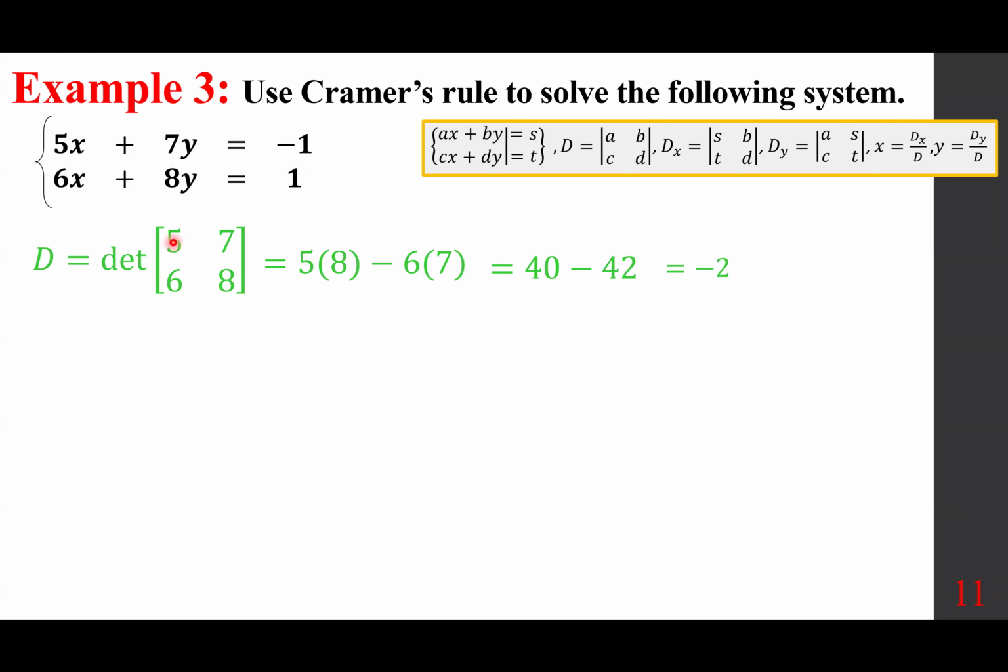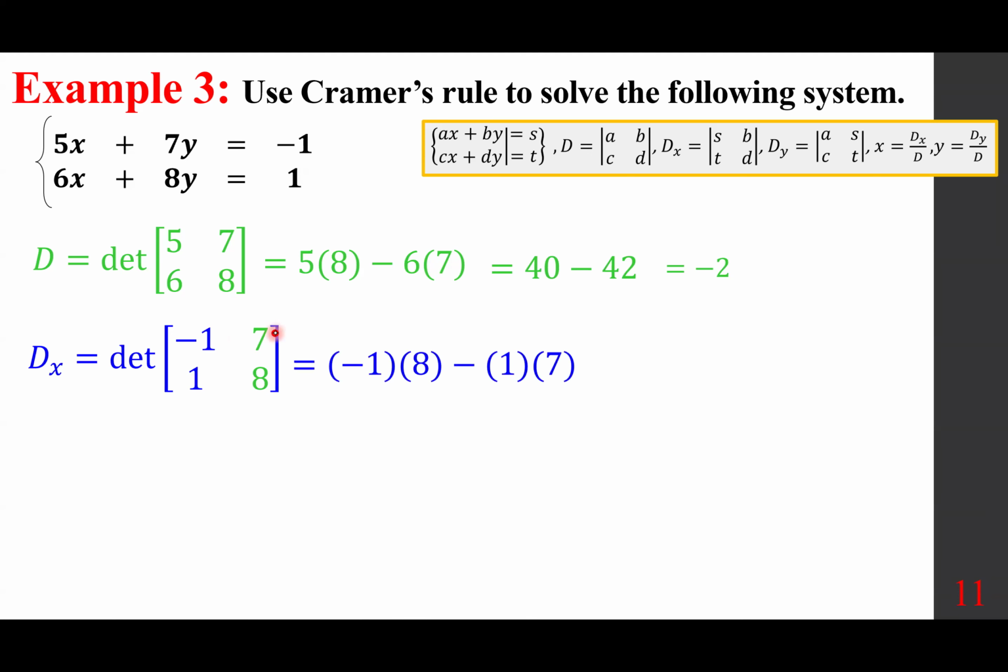So for D sub x, replace the column x with negative 1, 1. Negative 1 times 8, minus 7 times 1. Negative 8 minus 7, they add up to negative 15.